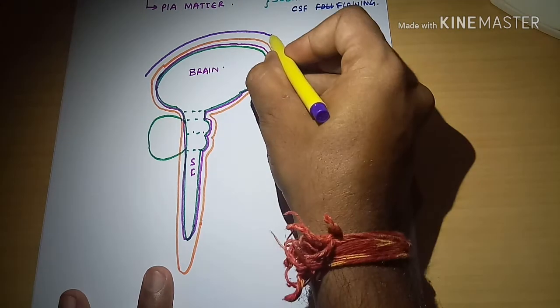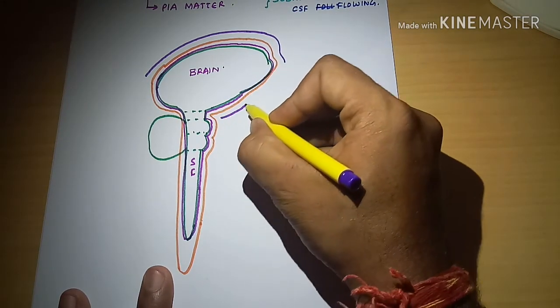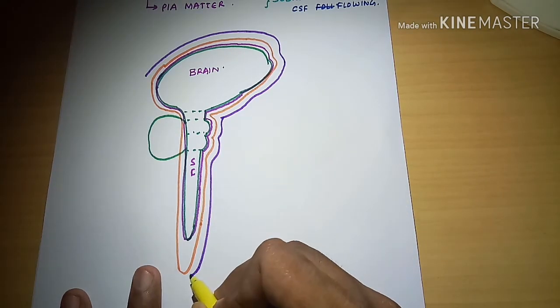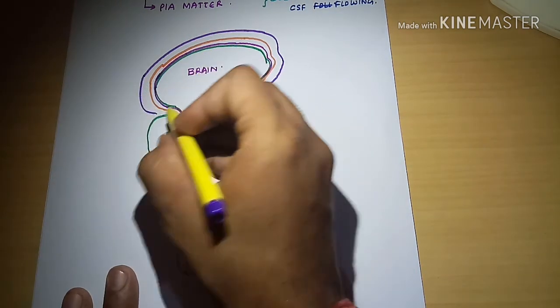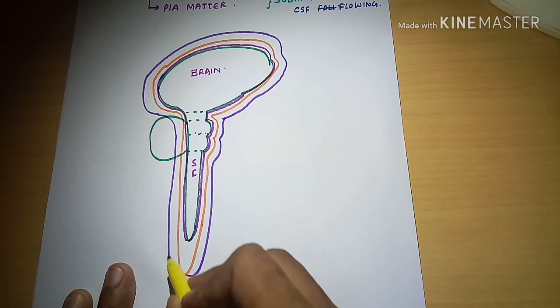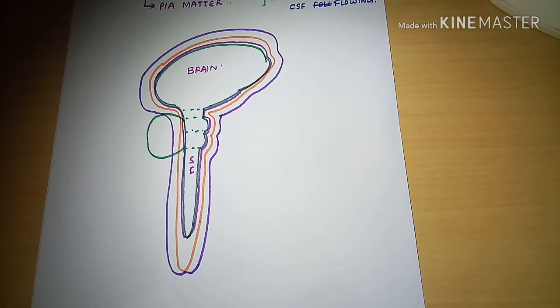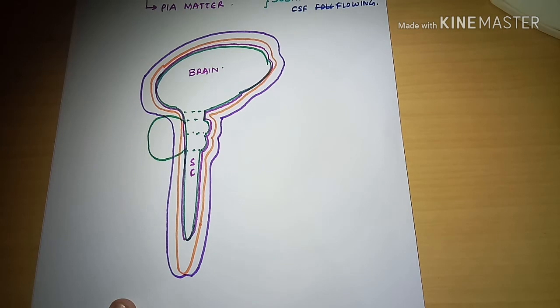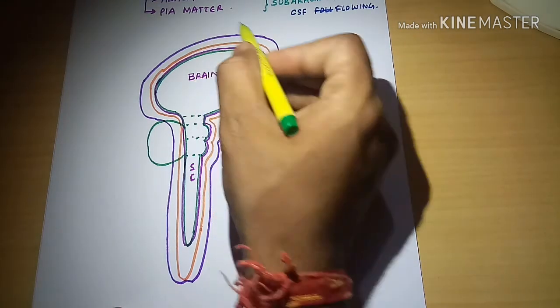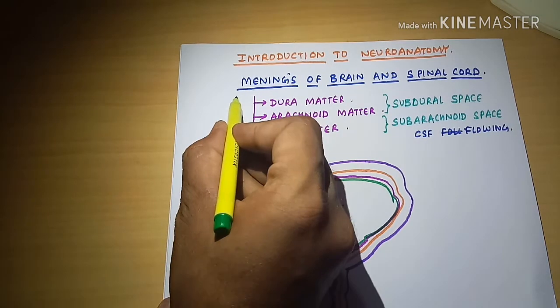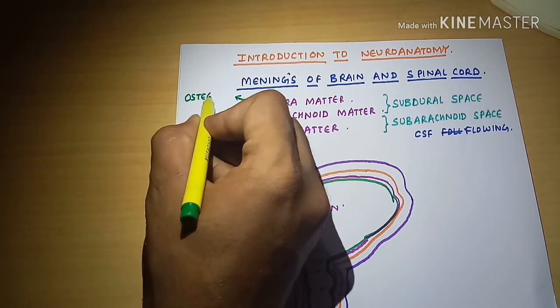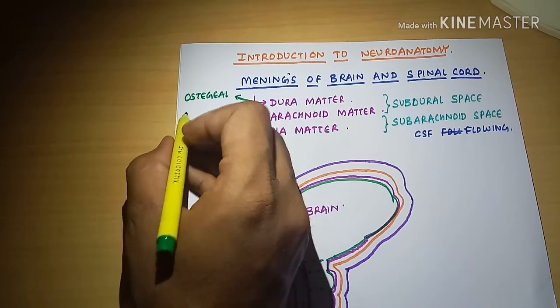Generally, the dura mater has two types of layers. The dura mater can be divided into the periosteal dura and the meningeal dura. If I draw it, this is the dura mater, which is purple in color, and it is divided into two types: the periosteal dura and the meningeal dura.